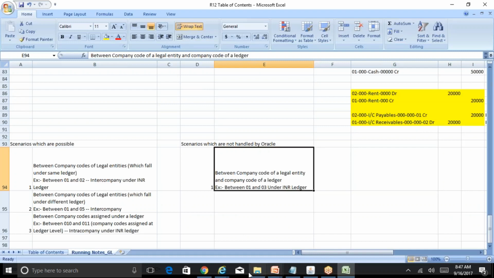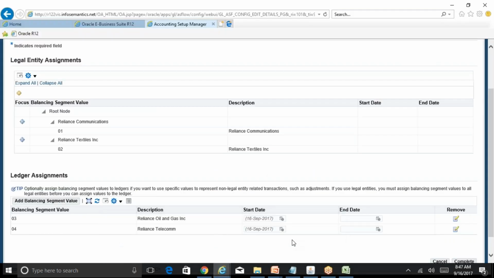And Arvind, what is the general business scenario to have a dummy company code under ledger assignments?